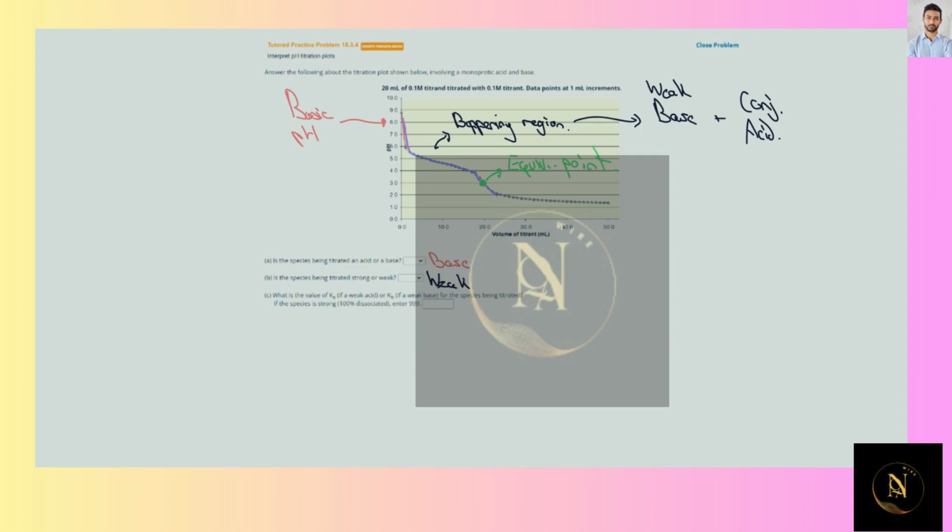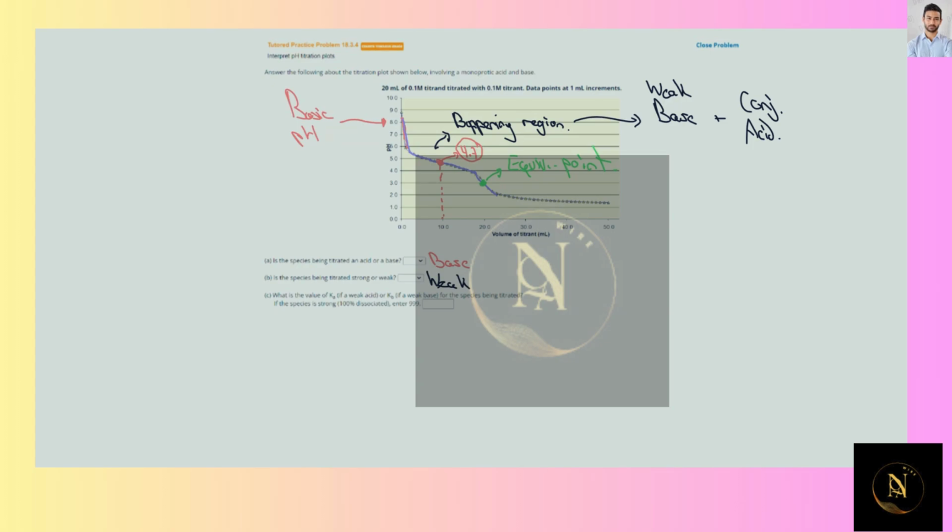Now, what is the value of Ka if a weak acid or Kb if a weak base for the species being titrated? In this case, since we know that this is going to be a weak base, what we can say is that at the half equivalence point, meaning at 10 milliliters, over here, what I can see is that the value is going to be close to 4.7. If you're able to have the plot, or the plot is interacted to you and you can do better measurements, please take the value over here.